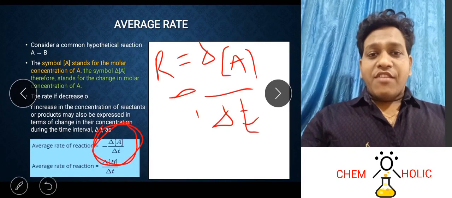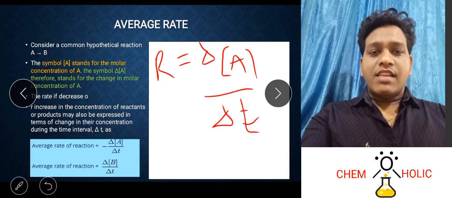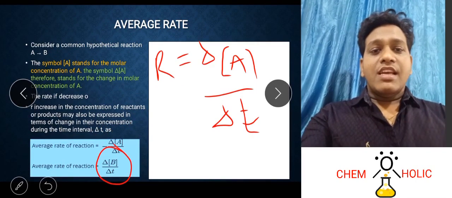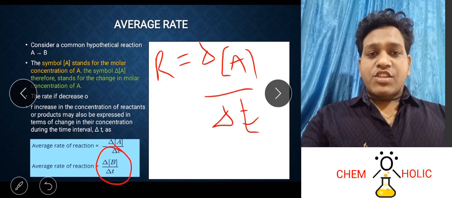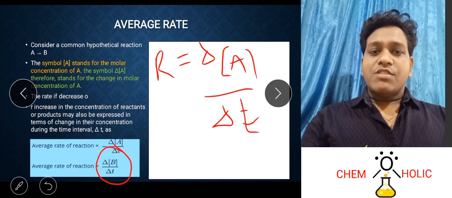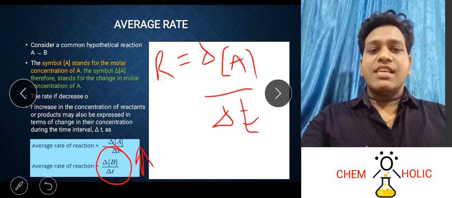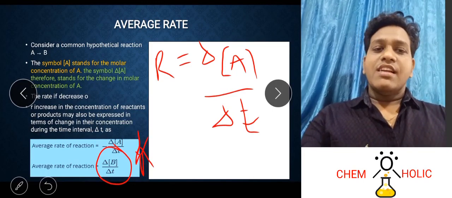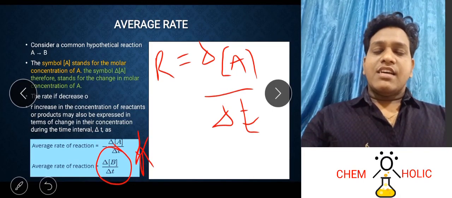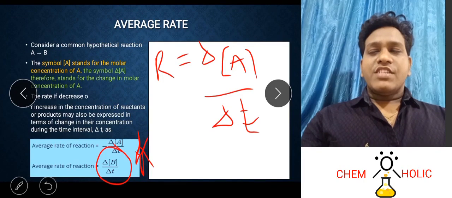So the average rate of reaction for B, you can write delta B, the change in concentration of B, upon delta T. Here we have not used the negative sign. Why? Because B is forming, so the concentration of B is increasing, while the amount of A is decreasing. So the average rate is nothing but the change in concentration of reactant or product per unit change in time.